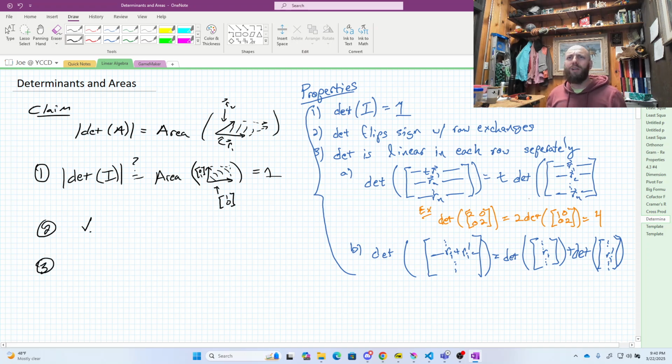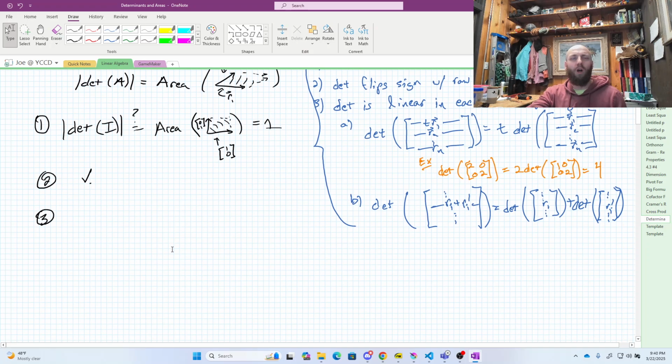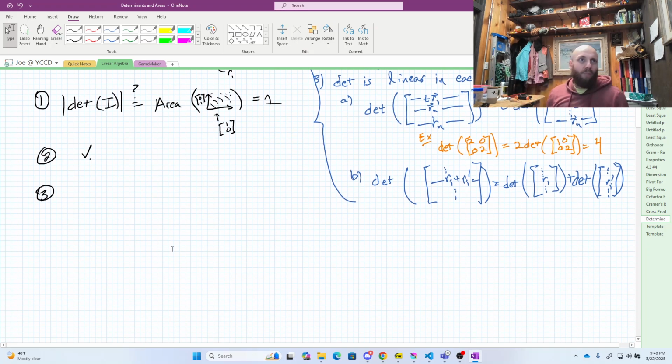All right, for thing 3, I've got this linearity in each row. This is a little funky, but let me draw a couple of pictures. So here's one of my pictures. I've got a row 1 and a row 2, and I'm thinking about the area of this. So if I were to multiply one of the rows by a scalar, I'm going to scale up row 1 to something like this, and then I'm looking at the area of this parallelogram.